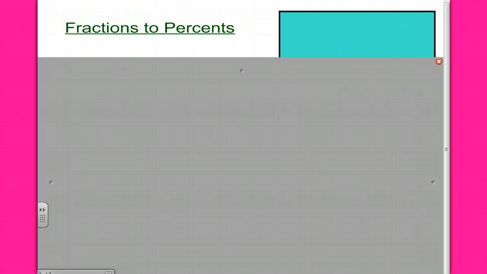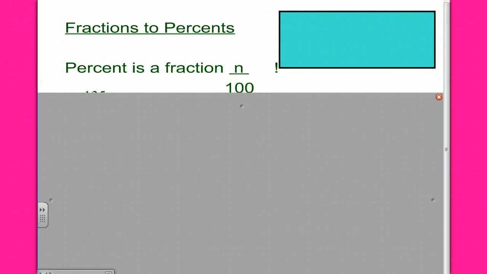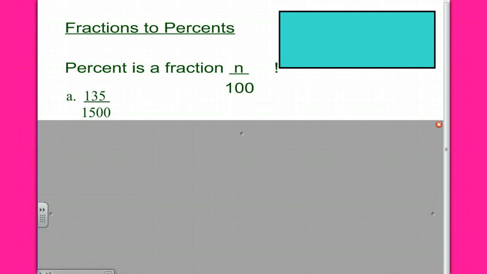So we've talked about this a bit before. A percent is really a fraction. When you hear that word per, it means to divide. And in the word percent, cent stands for what number, everyone? 100. So percents are that. There's some number over 100. That's how they could be written. A number over 100. So if we have a number like this, 135 over 1,500, this 135 is not a percent. We need to do something to this fraction so that we have 100 in the denominator.